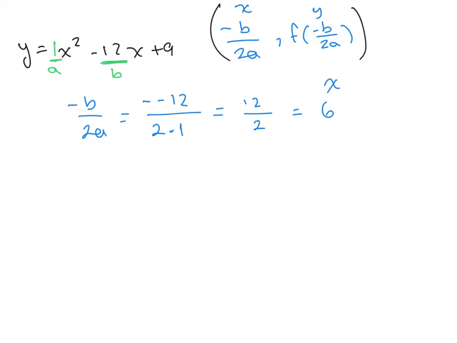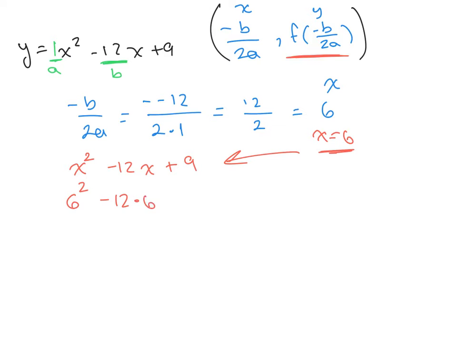Now the second part is to substitute that value, x equals 6, back into our equation to find the y. So our equation, x squared minus 12x plus 9, we take x equals 6 and substitute it in. Instead of x, we use 6. So that's 6 squared minus 12 times 6 plus 9. Well, 6 squared is 36. 12 times 6 is 72, so negative 72, plus 9.